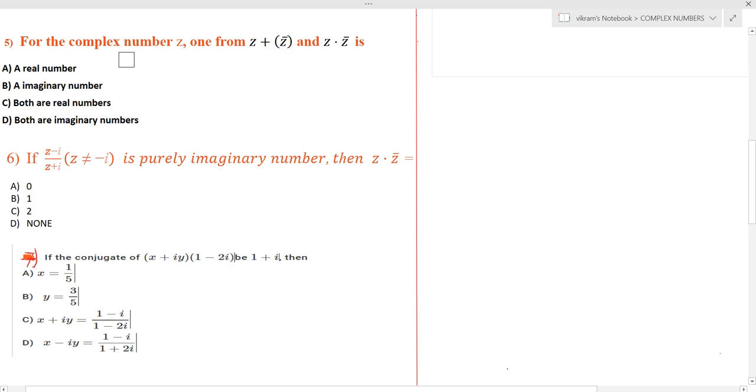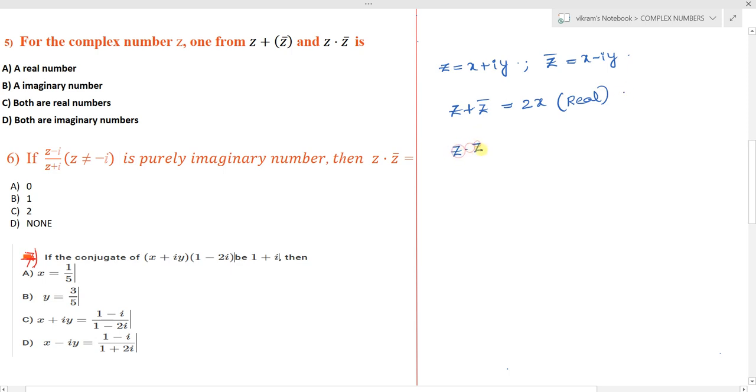For the complex number z given, consider two expressions: one is z plus z conjugate, and another is z into z conjugate. The question asks whether the resultant of these two is real or imaginary. Given that z is a complex number, let me consider z equals x plus iy, and then z conjugate equals x minus iy. Now, what is z plus z conjugate? If we add these two, we get 2x, where x is a real number, which is nothing but real. So z plus z conjugate is real.